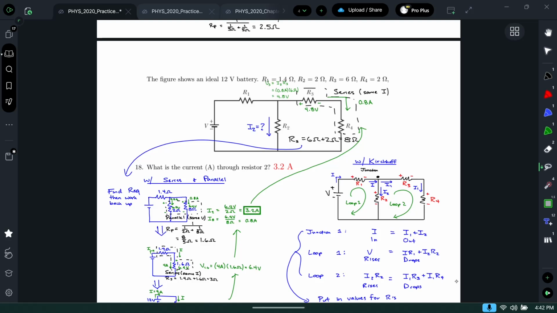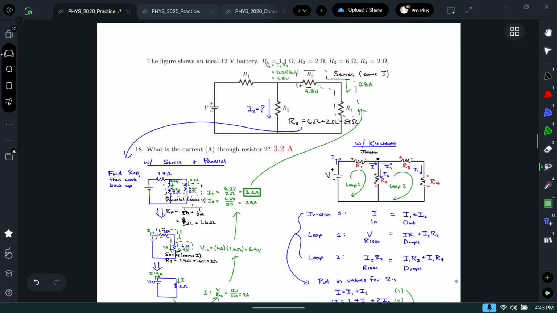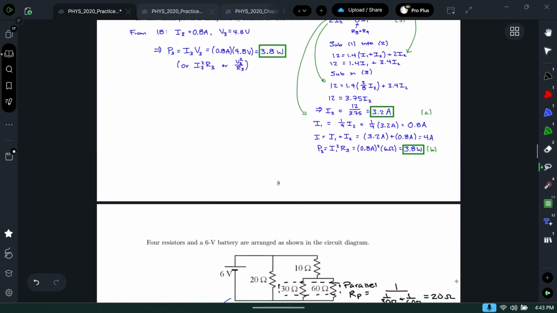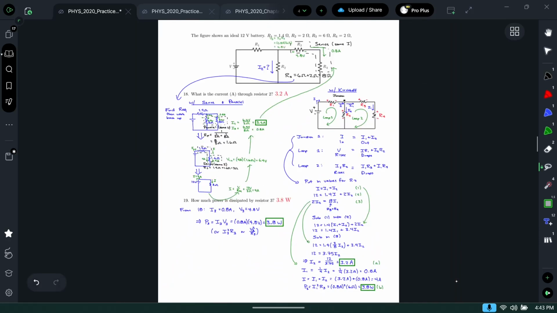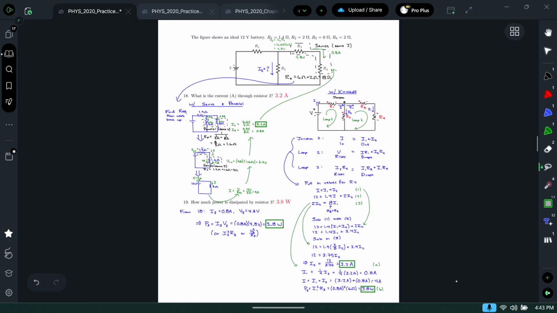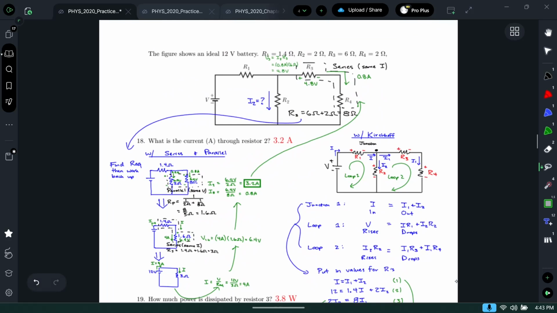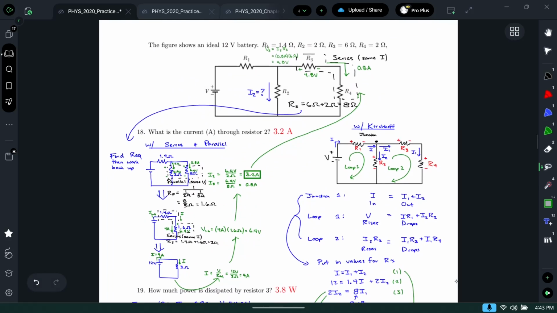I usually saved Kirchhoff's rules for when we just couldn't use series and parallel, but that doesn't mean you can't use it when you've just got series and parallel. It's just as good then. So I gave both ways of doing it. You can see that the series and parallel way is shorter, so I would probably recommend it unless Kirchhoff just really clicks for you and series and parallel doesn't.